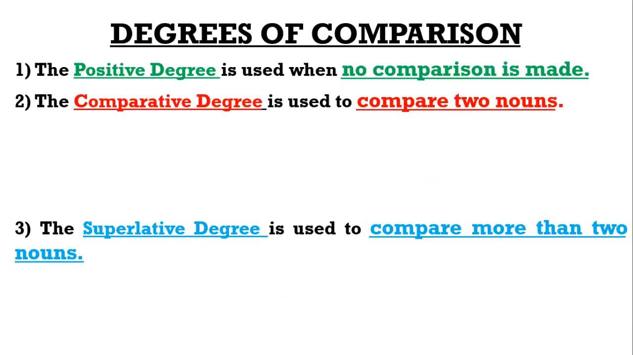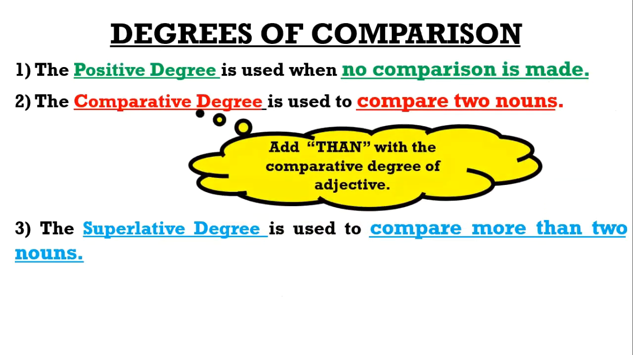Next most important point is, in comparative degree, we gave the example, Sam is shorter than. So always in comparative degree, we need to add than. So what is the point we should remember? Write this also into your notes. Add than with the comparative degree of adjective. Than is very important. Only then can you frame the sentence. He is shorter than. He is taller than. He is smarter than. Than is very important.